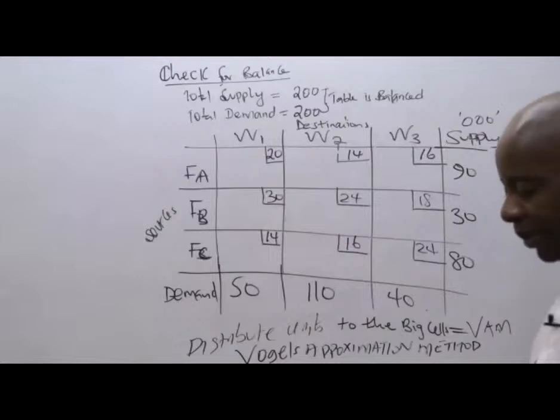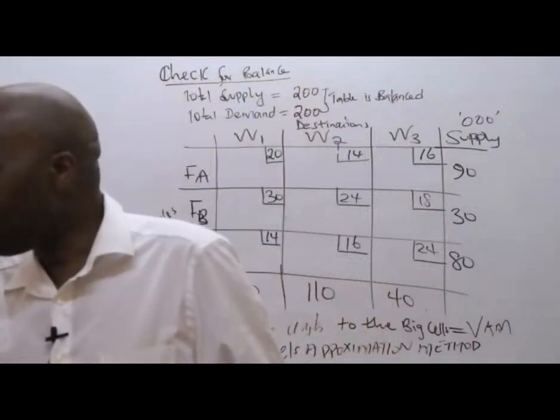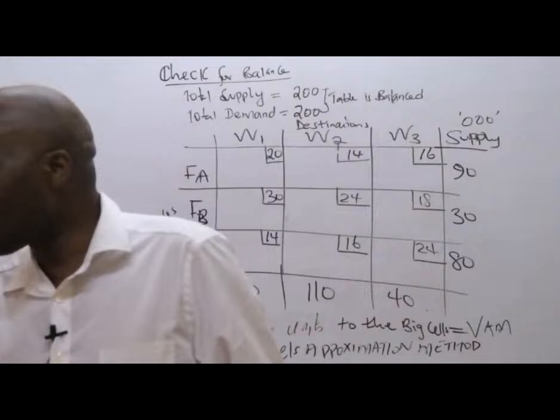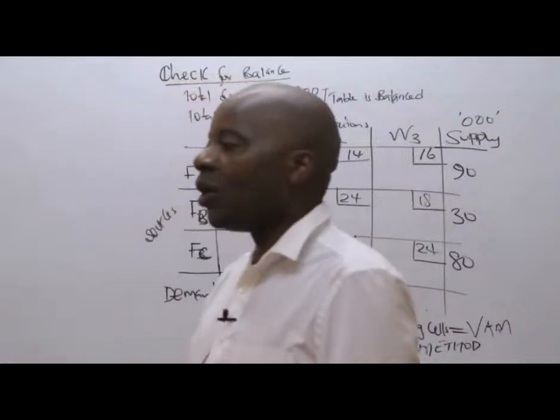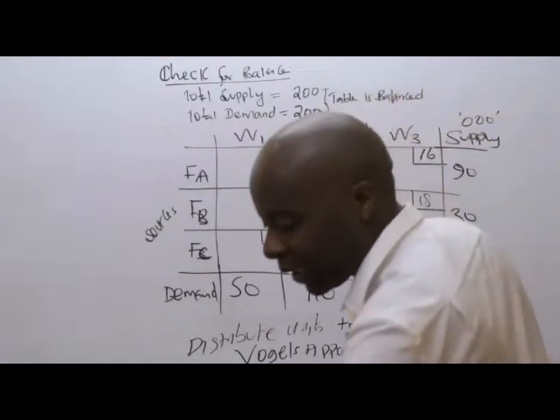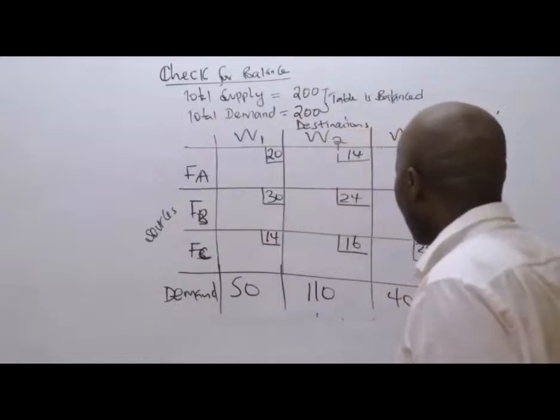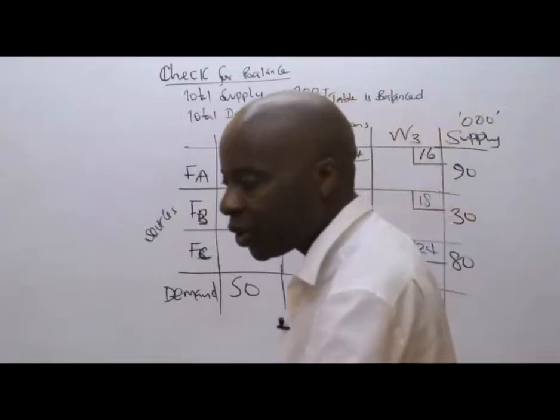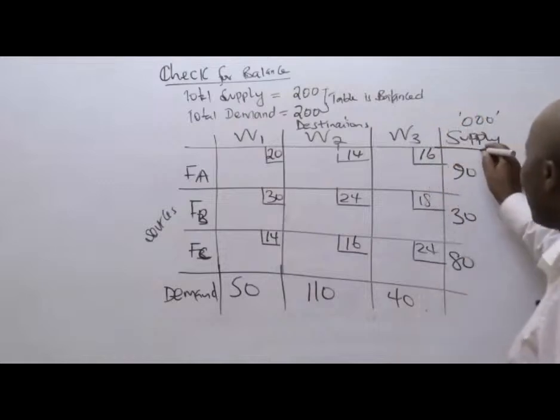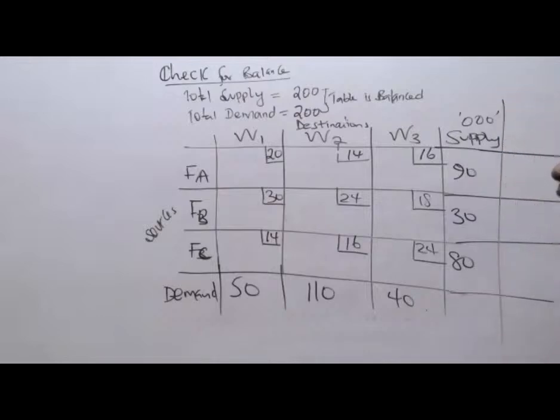Now, if you can remember, this model that you are calling Vogel's is a method that makes use of penalties. Whenever we talk of Vogel's approximation method, remember that it is a penalties method. And as such, we shall come here and compute the penalties.